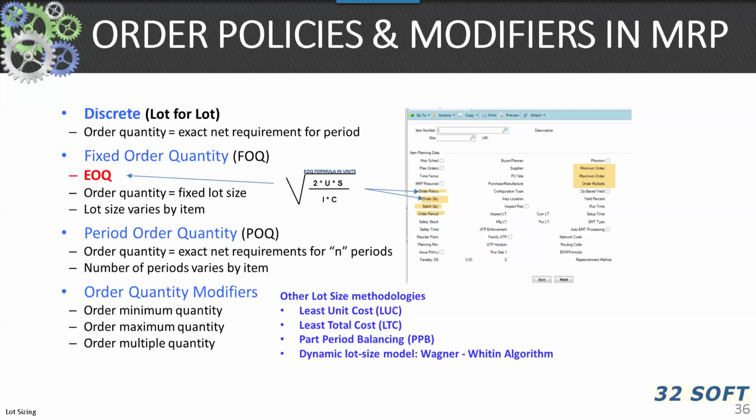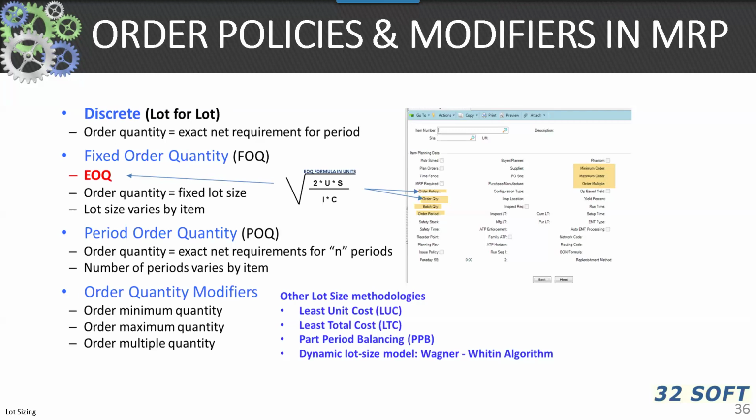The dynamic lot size of POQ, period order quantity, is where the order quantity is equal to the exact net requirement for n periods into the future, varied by items. Cautious with POQ. It is overly hard to control. I've seen some MRP setups where every single part that you purchase is POQ 30. That's going to kill MRP. Really have to pay attention.